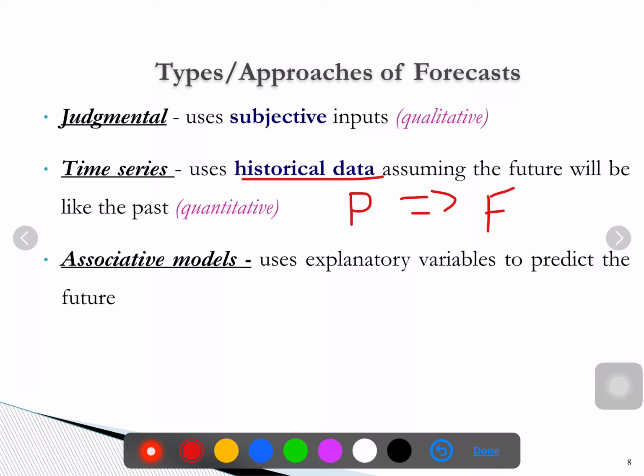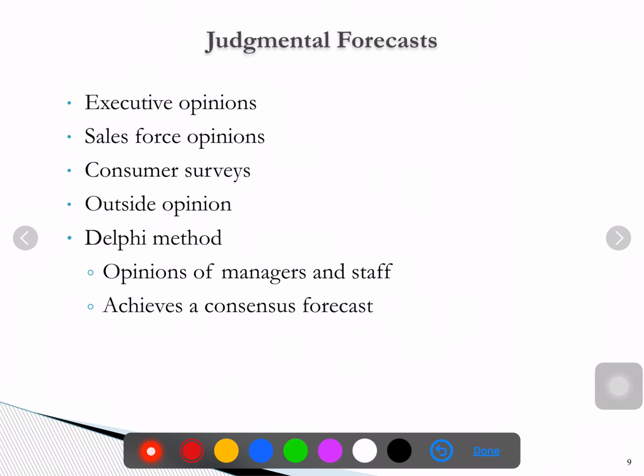Then we also have associative models, which use explanatory variables to predict the future, for example y = mx + b in a simple linear regression model. Such models we call associative, correlational, or regression models. So we have different types of models. First, let us look at judgmental forecasts. Here we have different types of judgmental forecasts, and they are subjective.